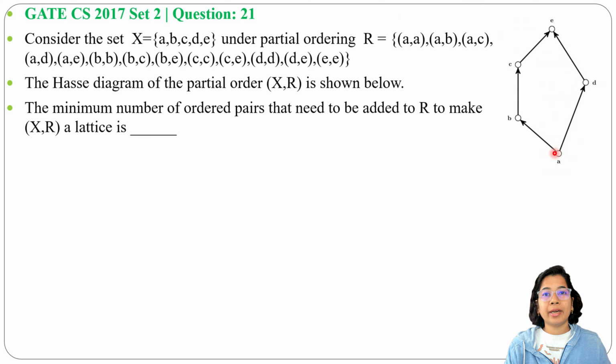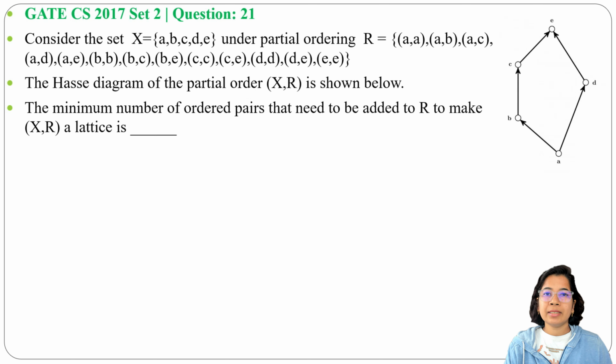If the Hasse diagram is not given, you can find the Hasse diagram. I already discussed how you can find the Hasse diagram from the partial ordering. The minimum number of ordered pairs that need to be added to R to make (X, R) a lattice is dash. So it is asking how many ordered pairs we should add to make this a lattice.